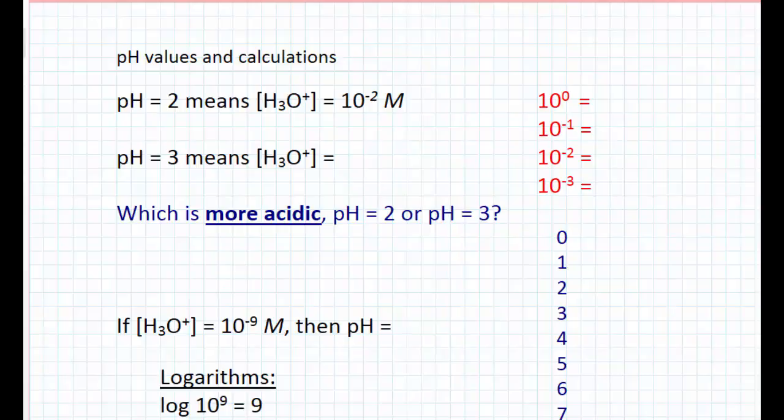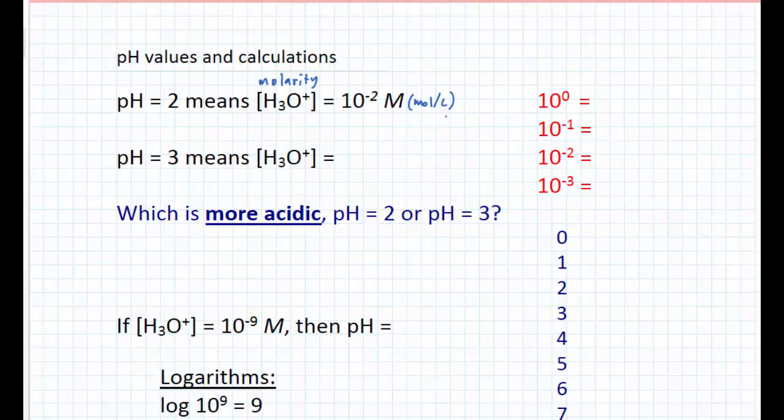pH 2, what that means is that the hydronium ion concentration, remember square brackets means molarity, it means 10 to the minus 2 molar. And what does that capital M stand for again? Something per something? Moles per liter. Okay. pH of 2 means 10 to the negative 2 moles per liter.